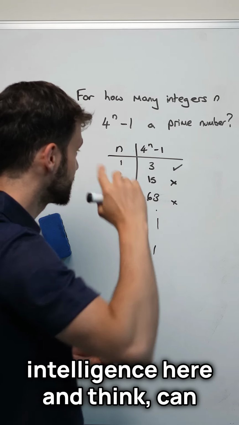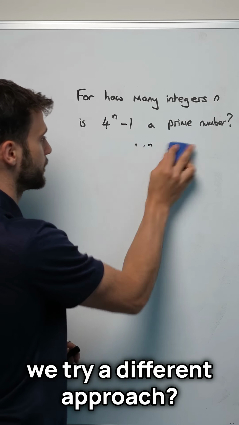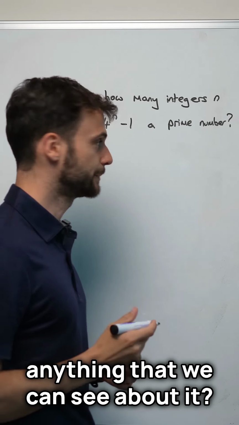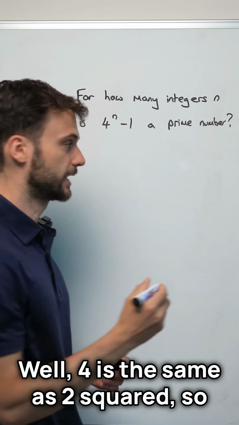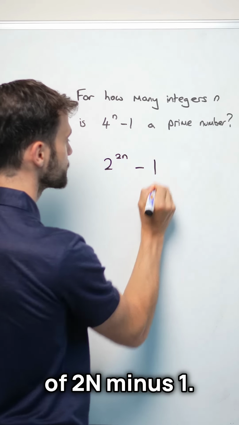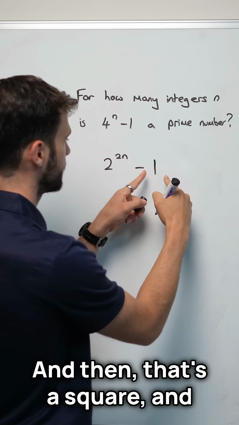So we're going to have to use our intelligence here and think, can we try a different approach? Looking at 4 to the n minus 1, is there anything that we can see about it? Well, 4 is the same as 2 squared. So we could rewrite it as 2 to the power of 2n minus 1. And then that's a square and that's a square.